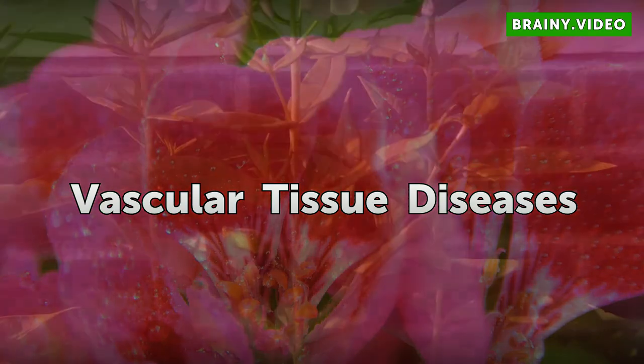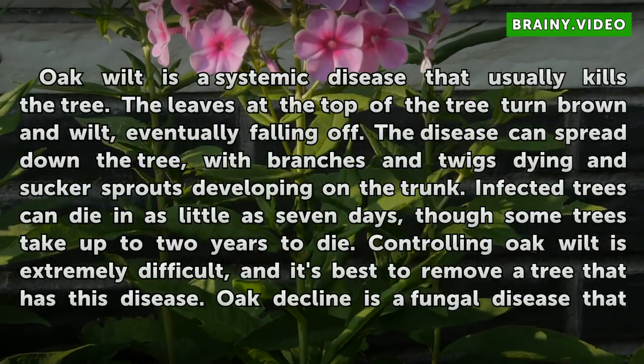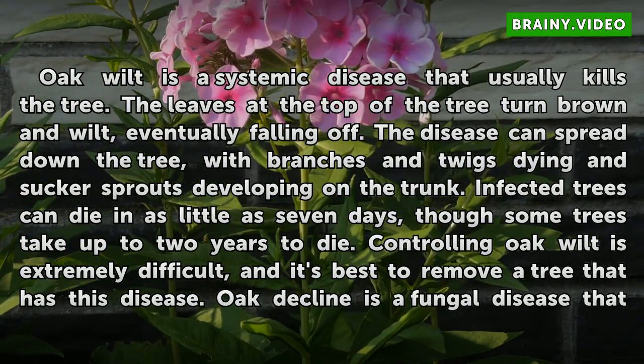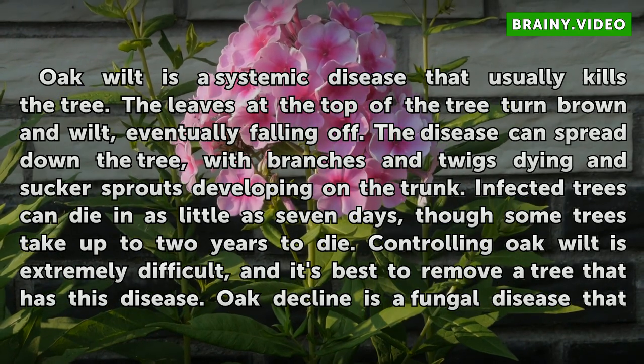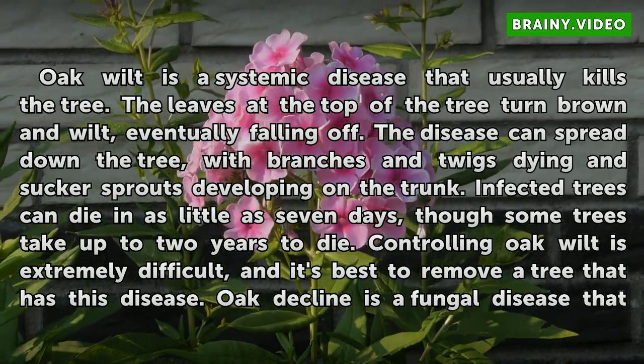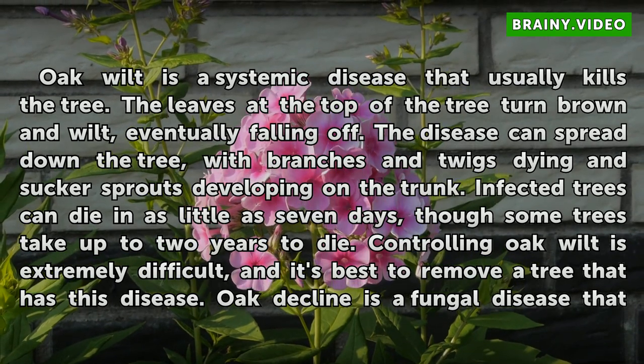Vascular tissue diseases. Oak wilt is a systemic disease that usually kills the tree. The leaves at the top of the tree turn brown and wilt, eventually falling off. The disease can spread down the tree, with branches and twigs dying and sucker sprouts developing on the trunk.